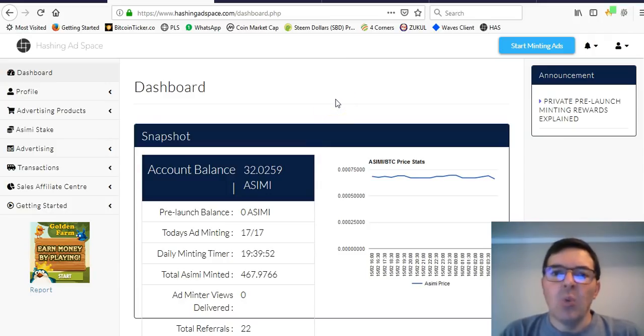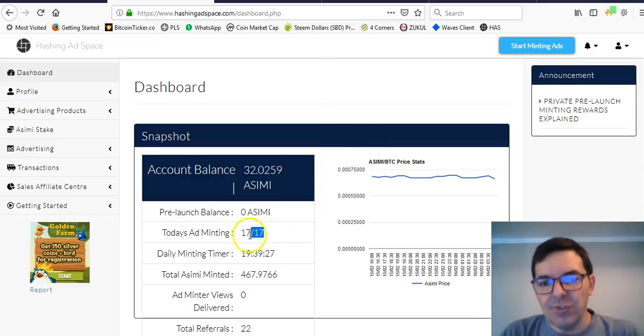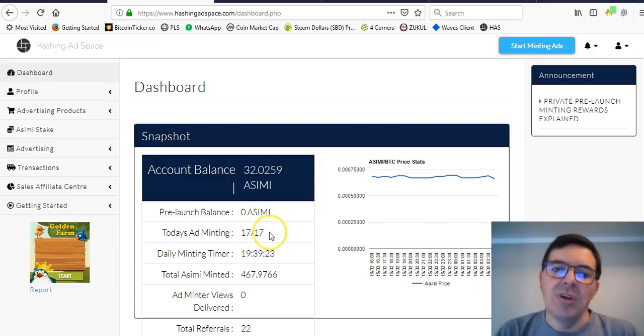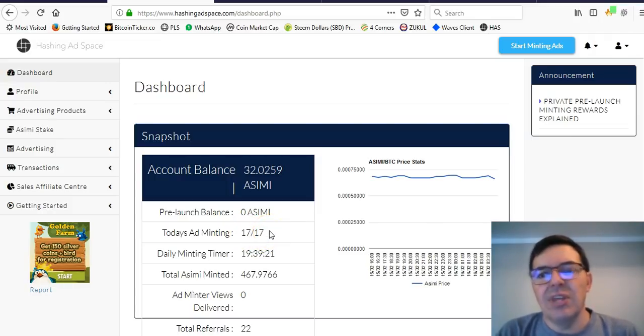At the moment you can watch one ad for free, but if you want to watch more ads, then you need to stake your Asimi. You need to buy the Asimi token and then stake that in Hashing Ad Space. So the more stakes you have, the more ads you can watch. At the moment I've got 17. I've got one free one. So one will disappear in a week's time. So we're in the pre-launch, and that's why everybody's getting one free ad to watch.